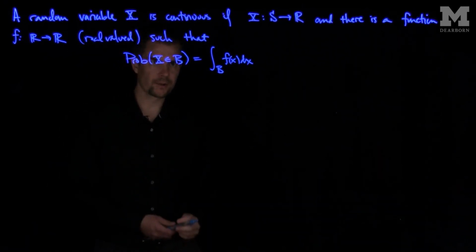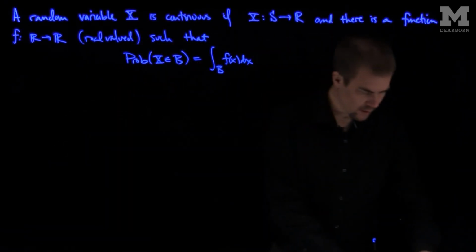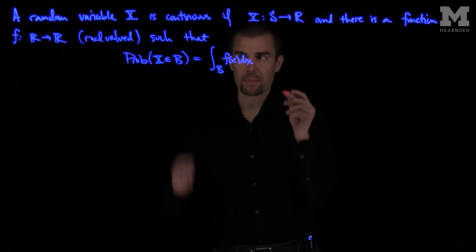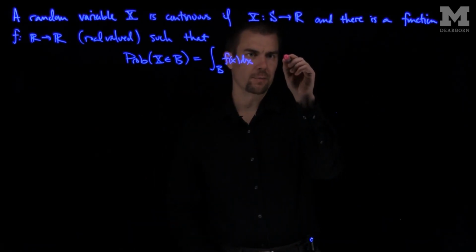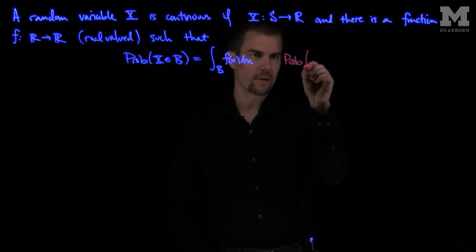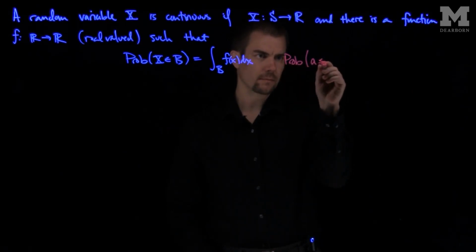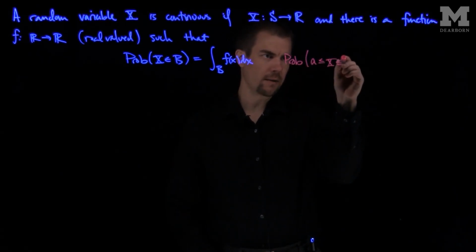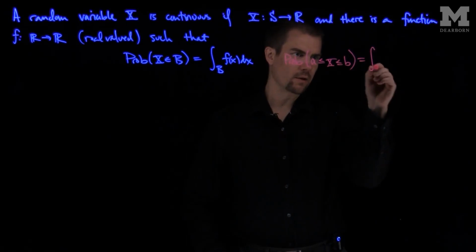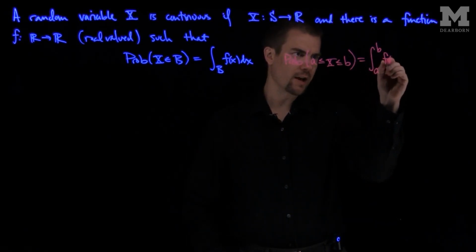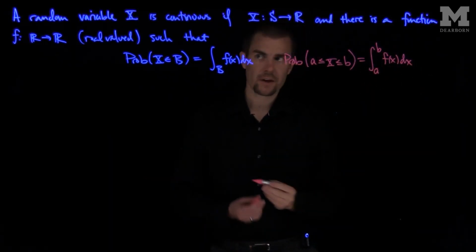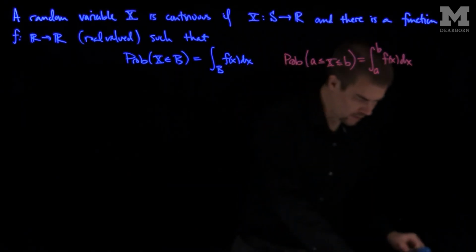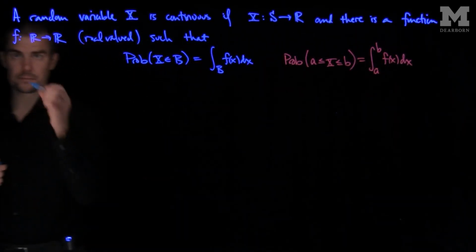And so the most typical context we see with these problems is the set B being an interval. So in the case when B is an interval, the probability that X is between a and b will be the integral from a to b of this function f of x dx. And this function f of x is called the probability density function.